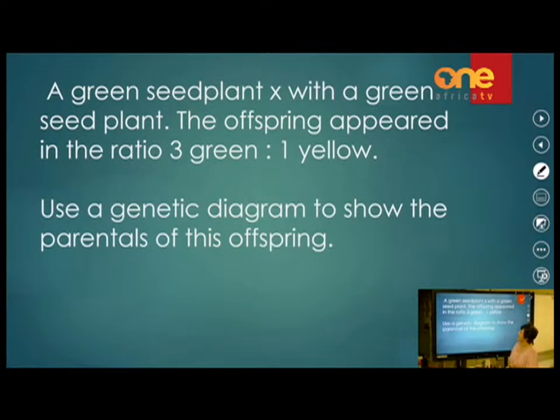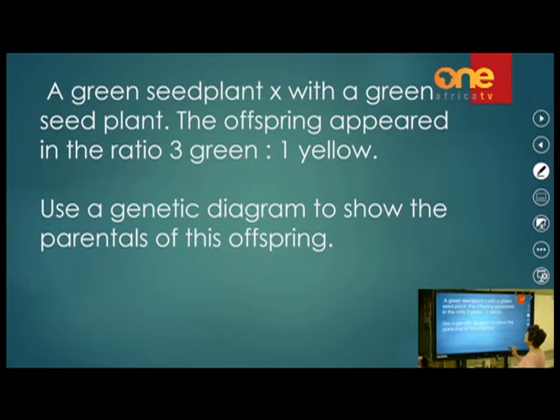Okay, a green seed plant with a green seed plant. The offspring appeared in the ratio 3 green, 1 yellow, 3:1. Use a genetic diagram to show the parentals of this offspring.